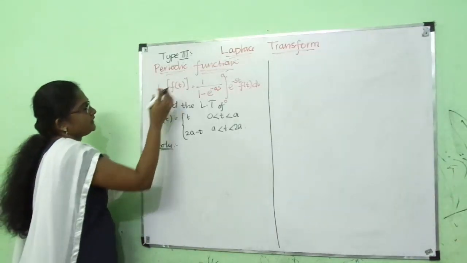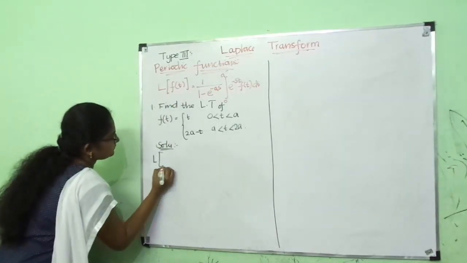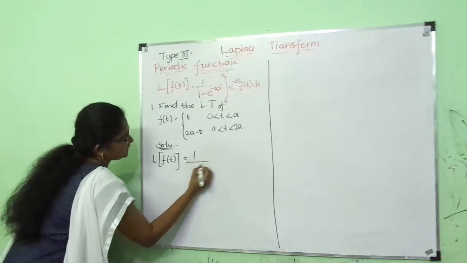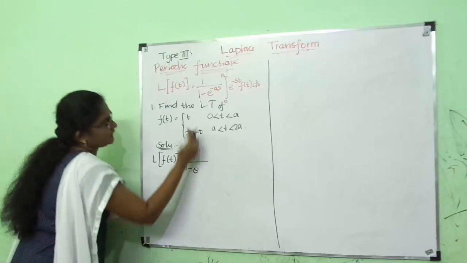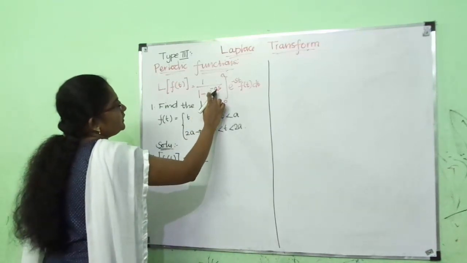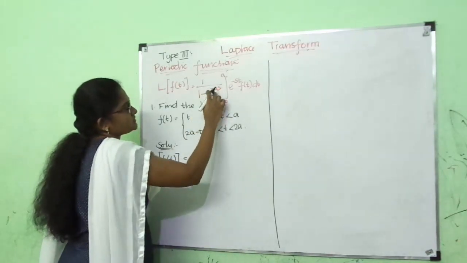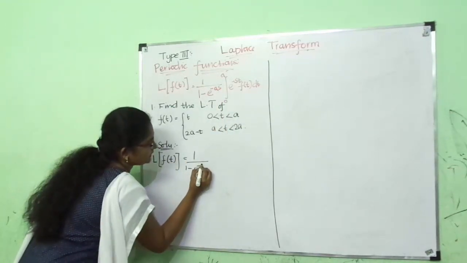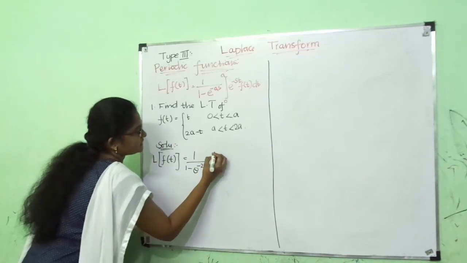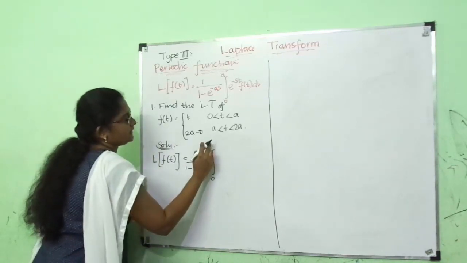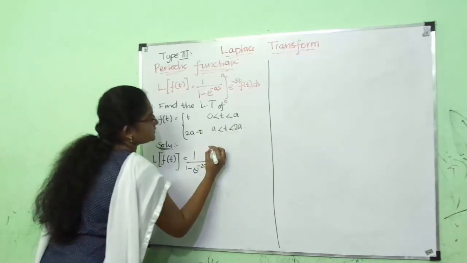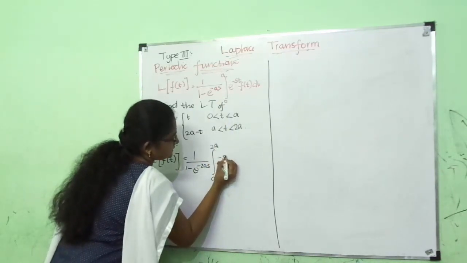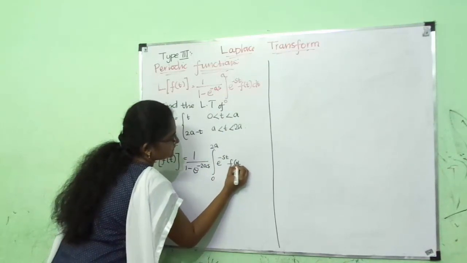Let us first write L of f of t, which is equal to 1 by 1 minus e power minus as, where a is the highest limit given in the problem. Here the highest limit is 2a. So I am writing minus 2as, integral 0 to 2a, e power minus st f of t dt.